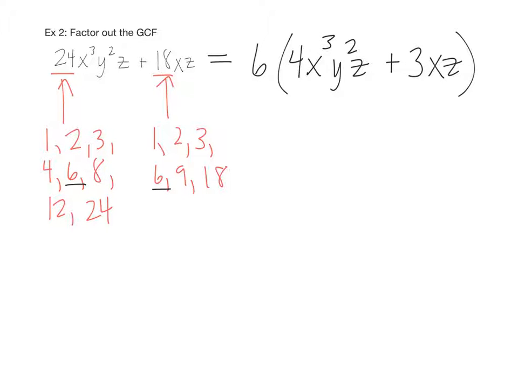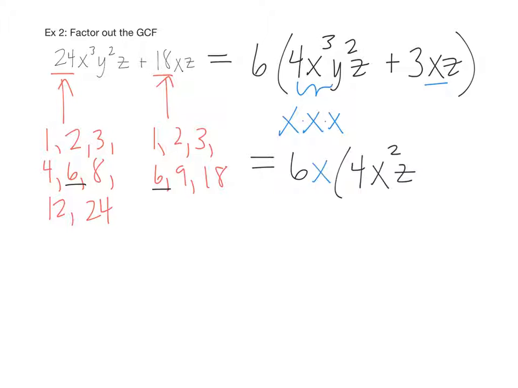We can go through the same process using variables this time instead of numbers. Here, we know that another way to say x cubed is x times x times x, and we already have another x to the first in our other term, so we can also go ahead and pull out one of the x to the firsts. This means we would have left on the inside 4x to the second, y to the second, z in our first term, and then we would also have plus 3z.